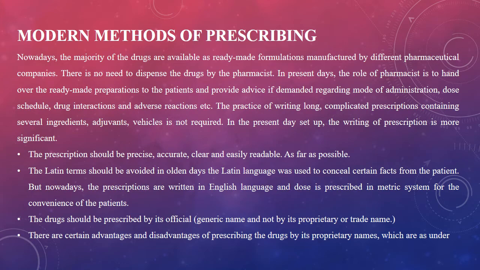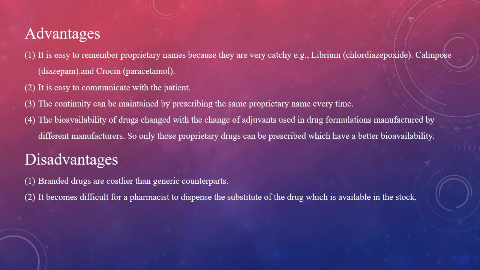The drug should be prescribed by its official generic name and not by its proprietary or trade name. There are certain advantages and disadvantages of prescribing drugs by its proprietary name. Advantages: It is easier to remember proprietary names because they are very catchy. Example, Calmpose for diazepam and Crocin for paracetamol. It is easier to communicate with the patient. The continuity can be maintained by prescribing the same proprietary name every time.